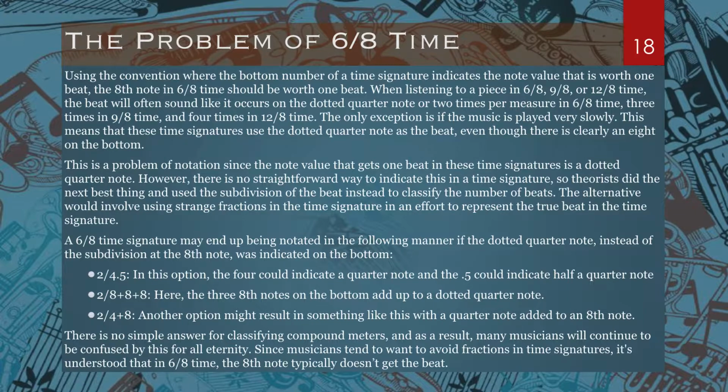However, there is no straightforward way to indicate this in a time signature. So theorists did the next best thing and used the subdivision of the beat instead to classify the number of beats. The alternative would involve using strange fractions in the time signature in an effort to represent the true beat in the time signature. And that would be really complicated. If you think about this, a 6/8 time signature may end up being notated in the following manner if the dotted quarter note, instead of the subdivision of the 8th note, was indicated on the bottom.